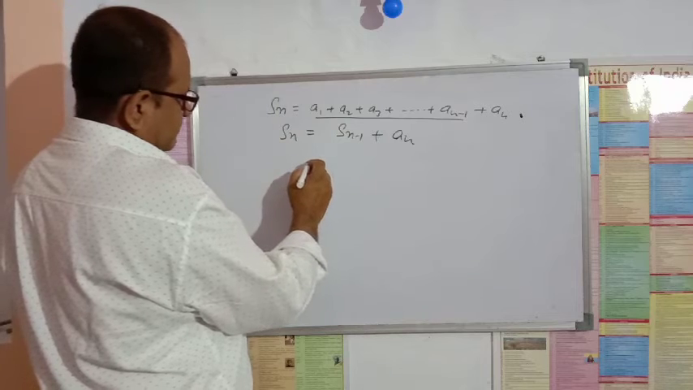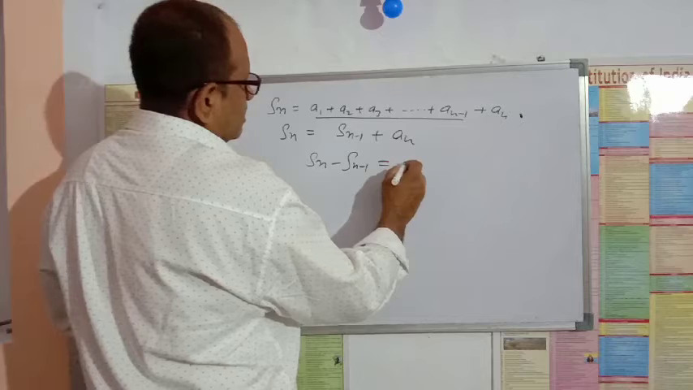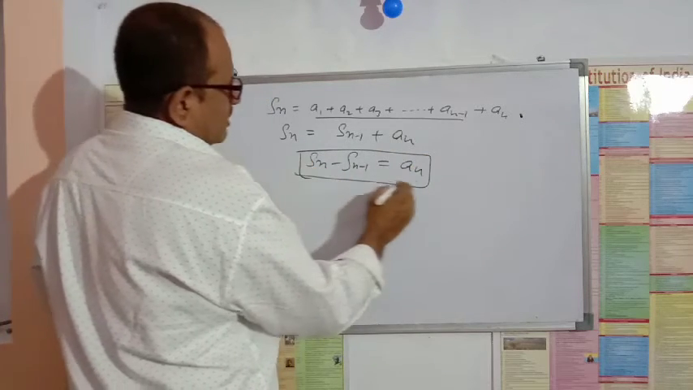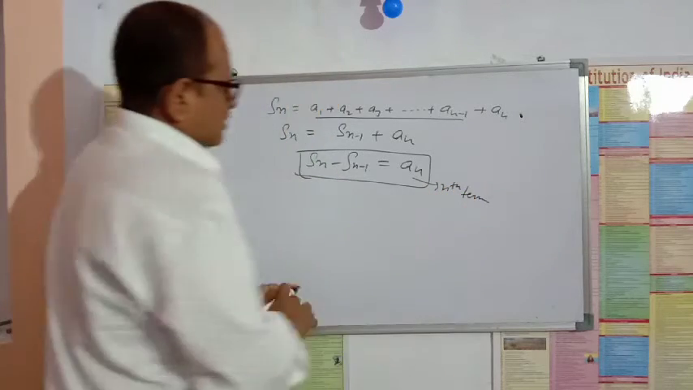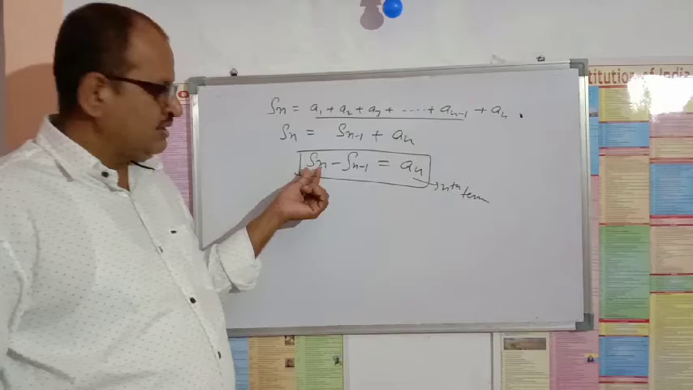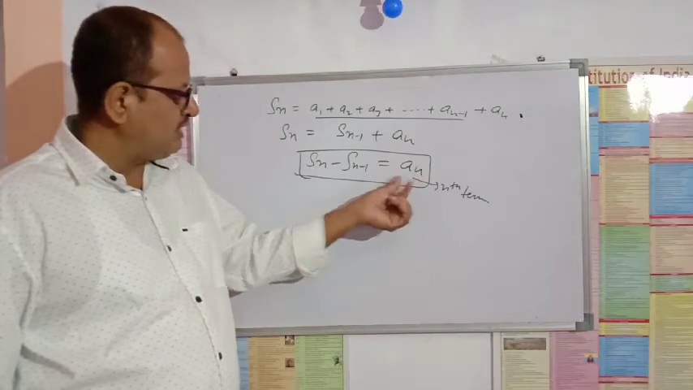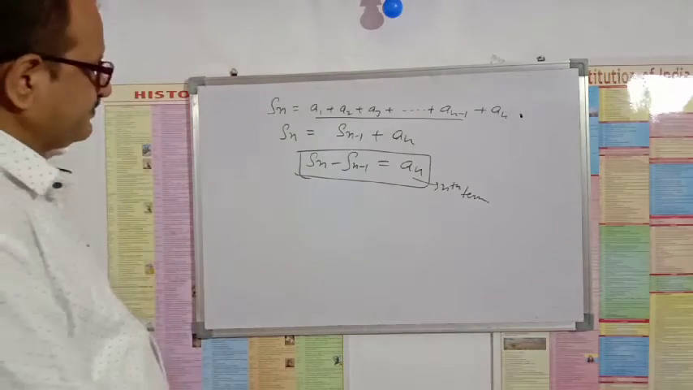Transposing S_(n-1), S_n minus S_(n-1) is equal to a_n, the nth term. So if the sum S_n is given, we can write the formula for the general term. a_n is equal to S_n minus S_(n-1).